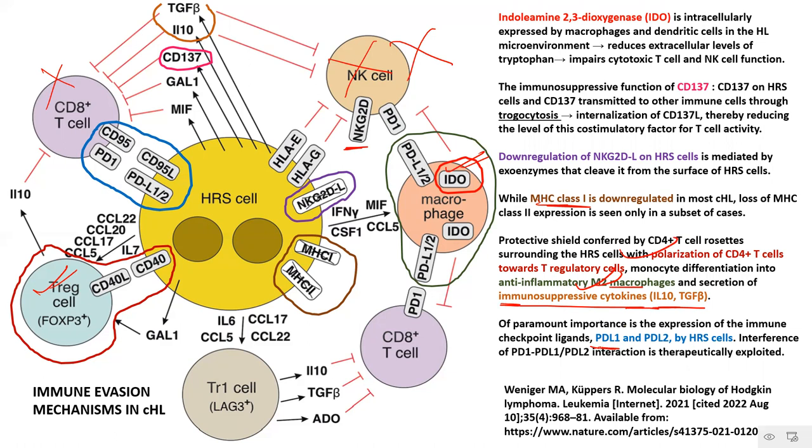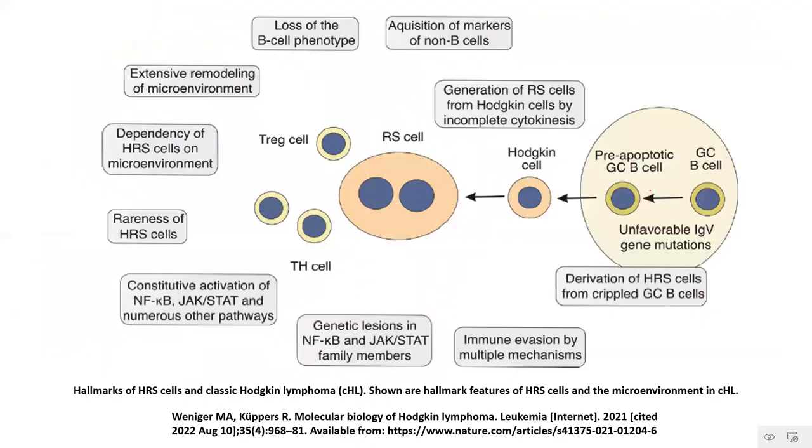Lastly, the expression of PDL1 and PDL2 as checkpoint proteins by the Hodgkin-Reed-Sternberg cell also results in suppression of the CD8-associated cytotoxic T cell response. So this is in a nutshell about the Hodgkin-Reed-Sternberg cell.